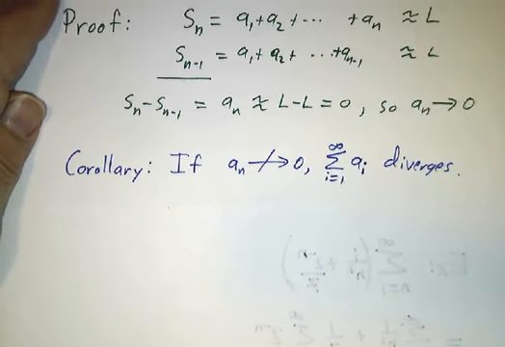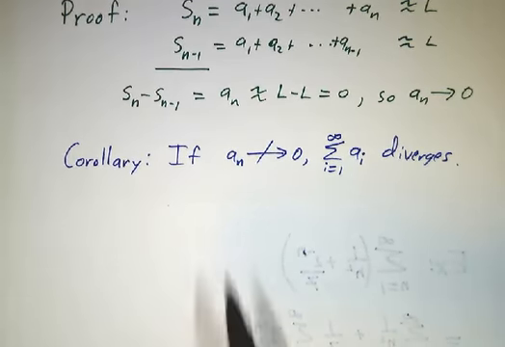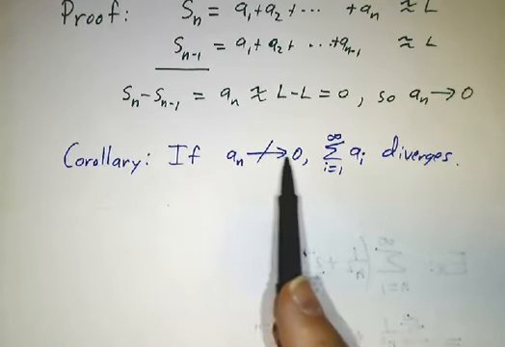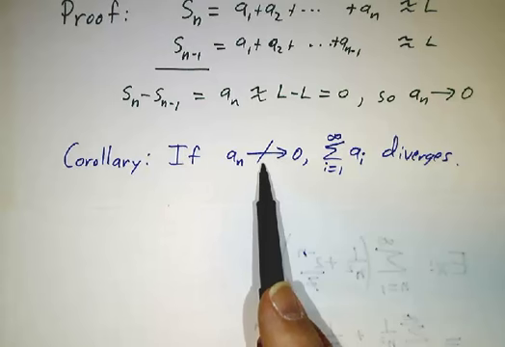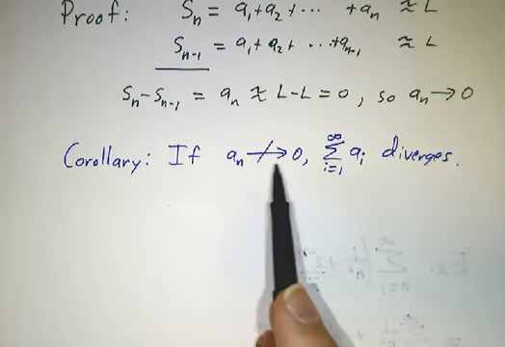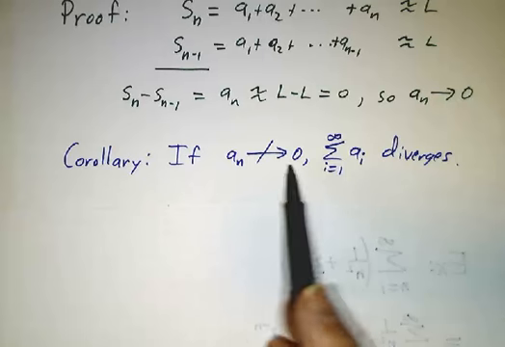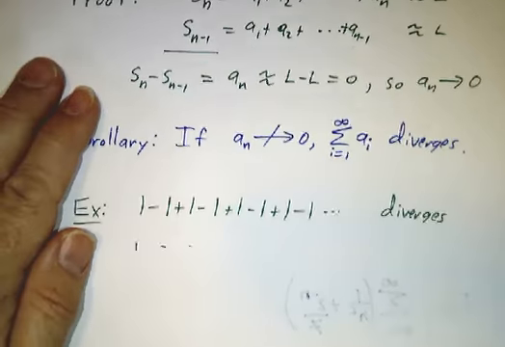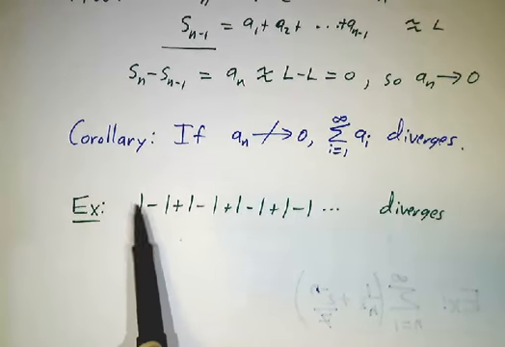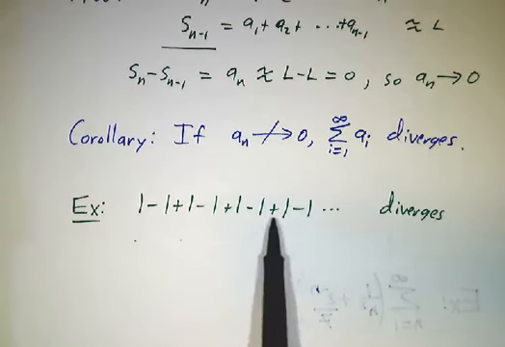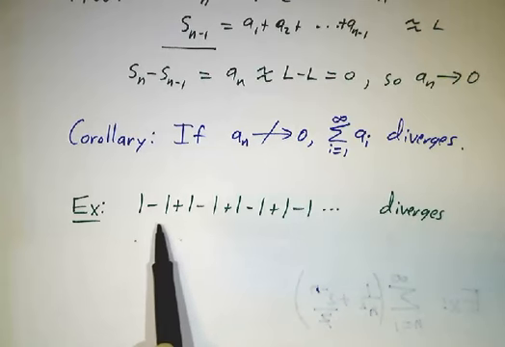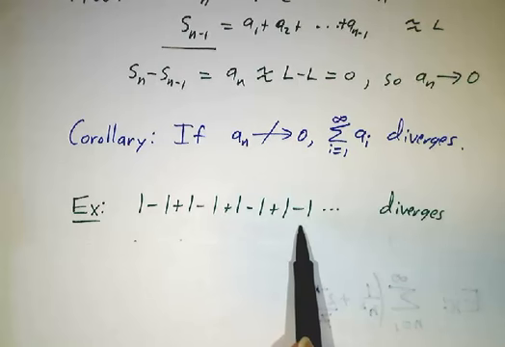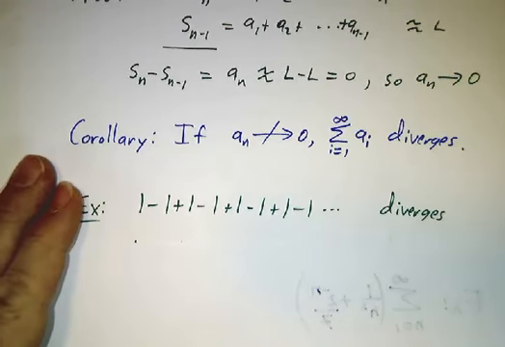Now, the flip side of that theorem is that if a_n does not approach 0, where an arrow means approach, and an arrow with a slash through it means does not approach, if the numbers aren't getting smaller and smaller, then the sum can't converge and must diverge. So for instance, if you looked at 1 minus 1 plus 1 minus 1 plus 1 minus 1 and so on, you don't have to look at all the partial sums. You can say, hey, the terms aren't getting small, so this has to diverge.